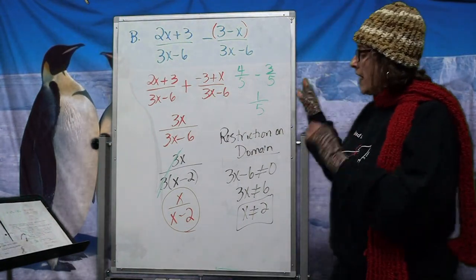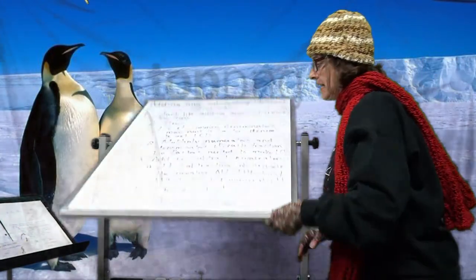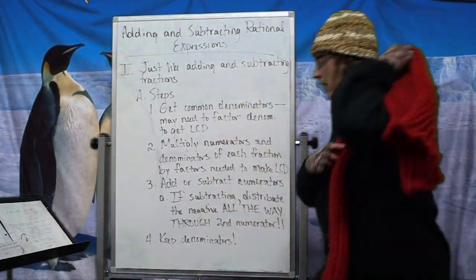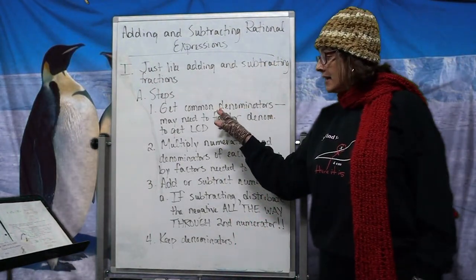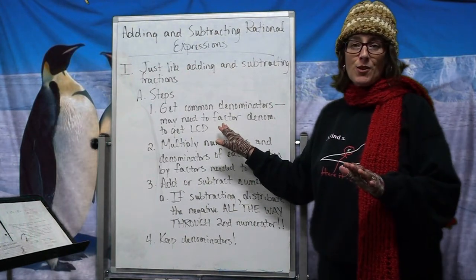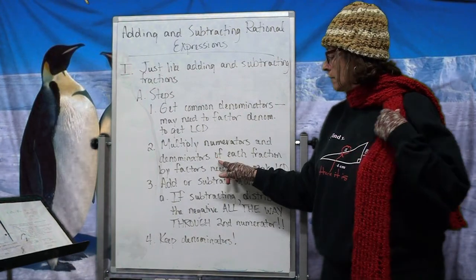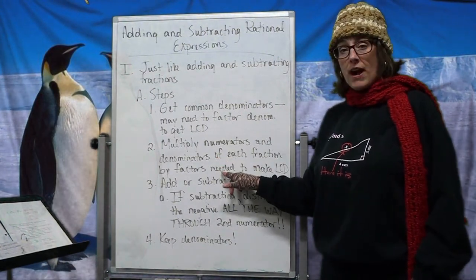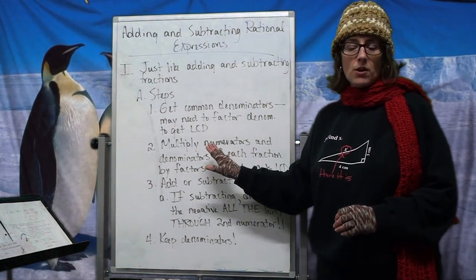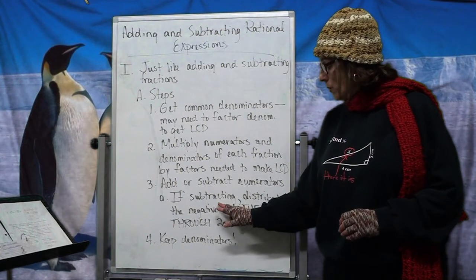Okay, so that was not a super complicated case of subtracting those fractions, or subtracting those rational expressions, but I do want to reiterate, get that common denominator. You might need a factor to get it. We didn't have to do that here because we already had common denominators. Multiply the numerators and denominators of each fraction by factors that are needed to create that common denominator. But it says add or subtract the numerators. Here's what we were looking at.